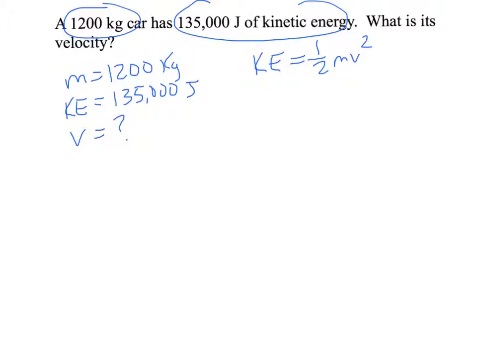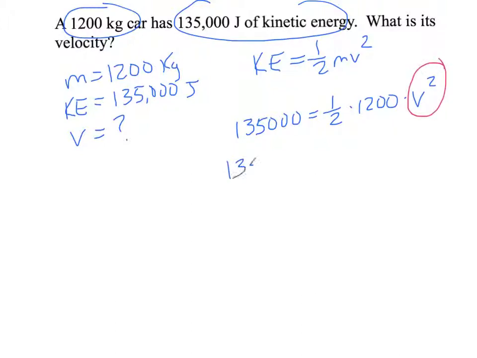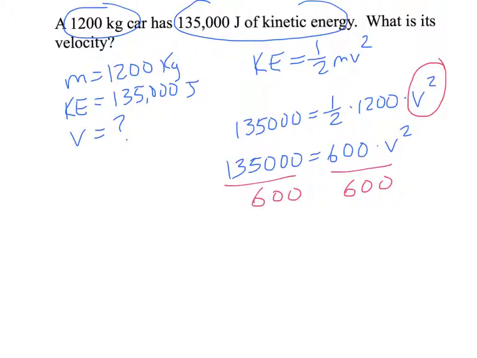So algebraically, this one's a little tougher, but let's go through it. If I plug in 135,000 equals 1/2 times 1,200 times v squared, I want to figure out what v is. The best way is to isolate v squared, get that by itself first. So if I follow that through, 135,000 equals 600 times v squared. I want to get v squared by itself, so I divide both sides by 600. If I divide 135,000 by 600, I get 225. So 225 equals v squared, but I want to know what just v is, so I take the square root of both sides. I'll get that v equals the square root of 225, which happens to be 15, and the units are going to be meters per second.